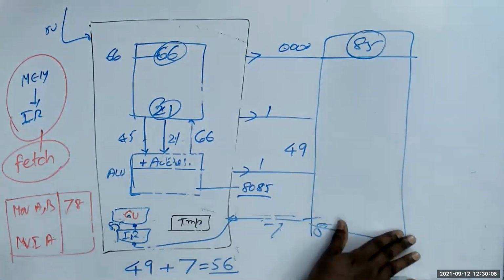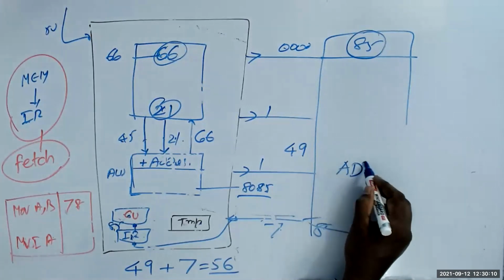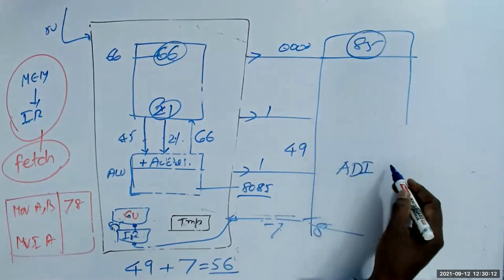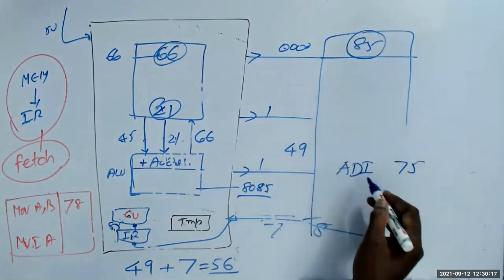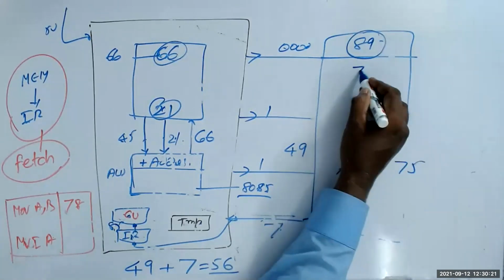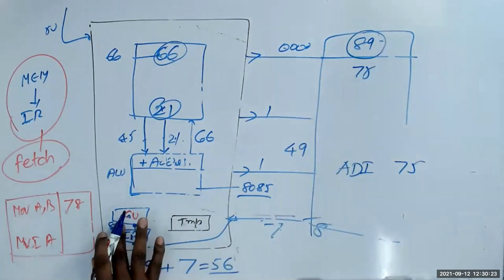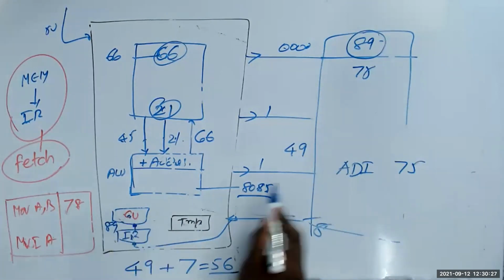But we also have something called add immediate, like move immediate. If you say add immediate, 75, then you should put some number, maybe 89 or whatever it is. Then 75, then he understands 89. This is called move immediate, add immediate. Then he takes 75.